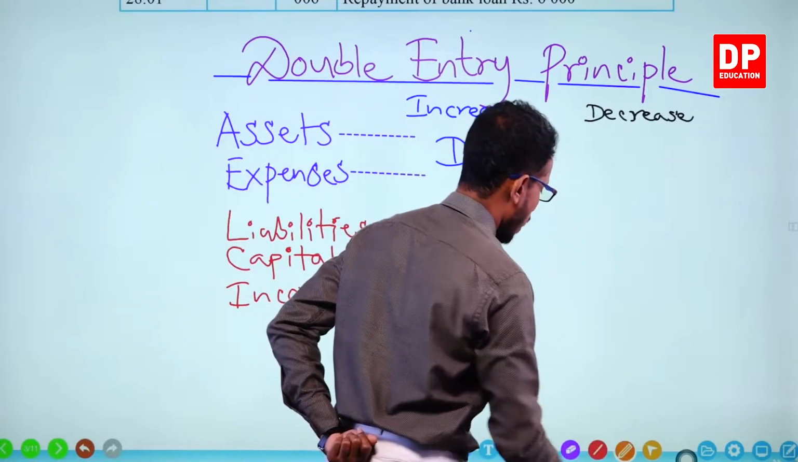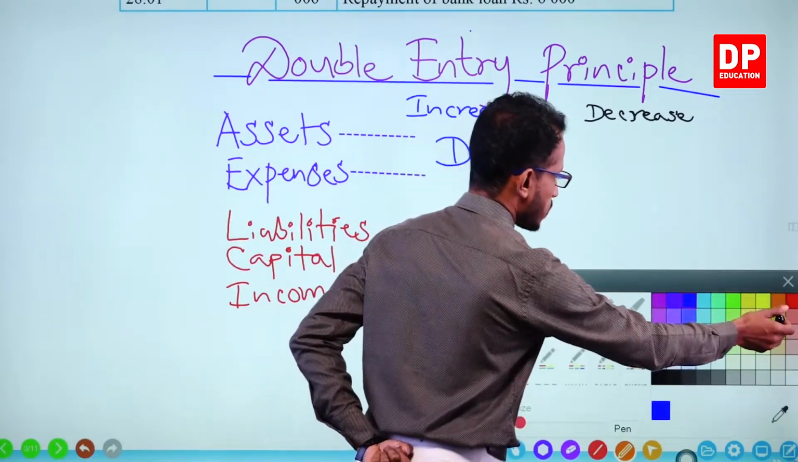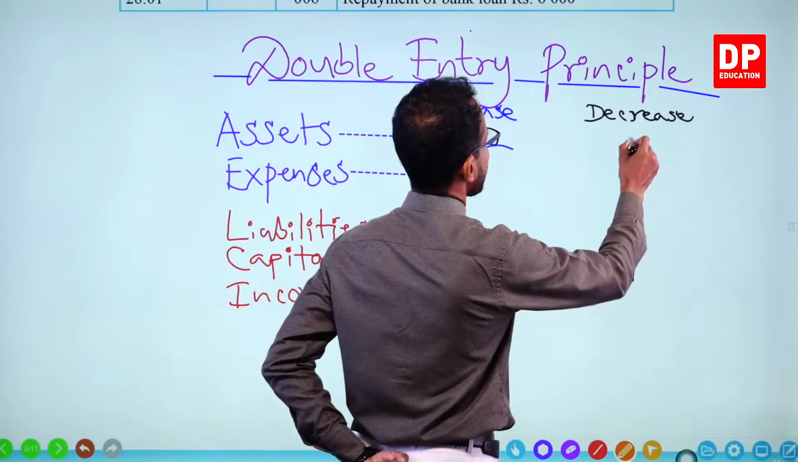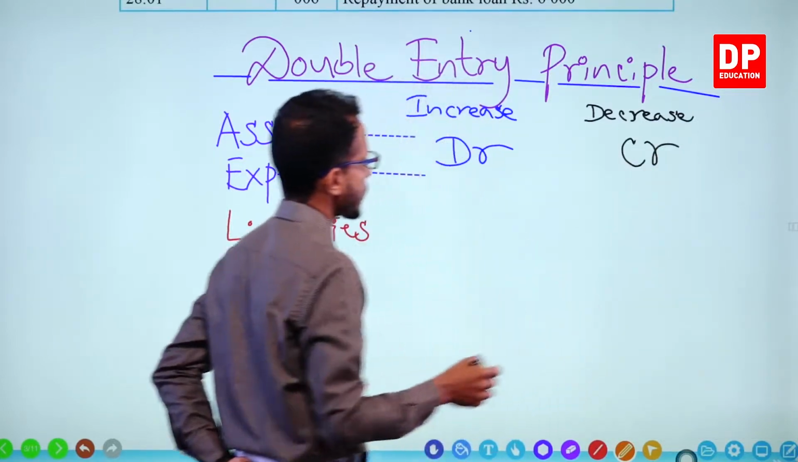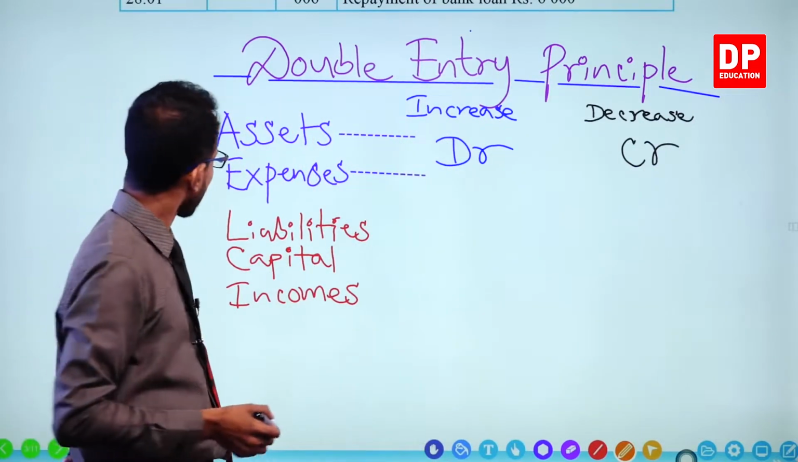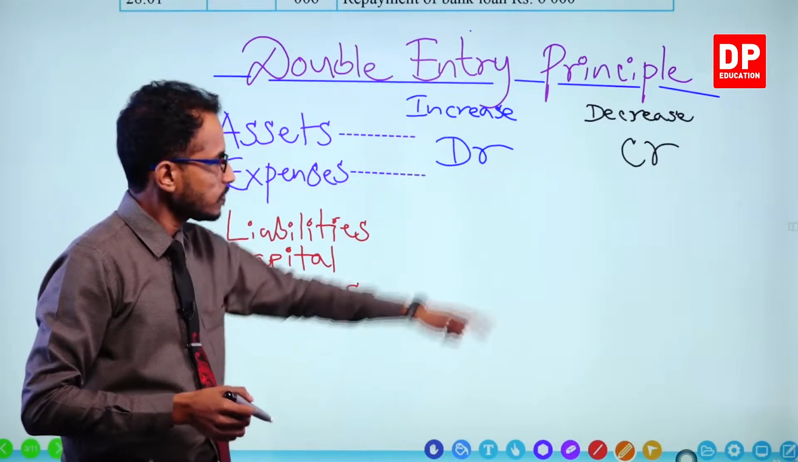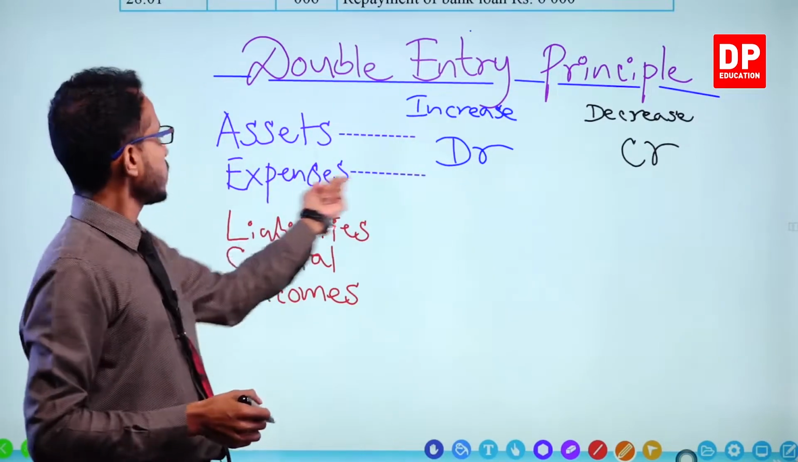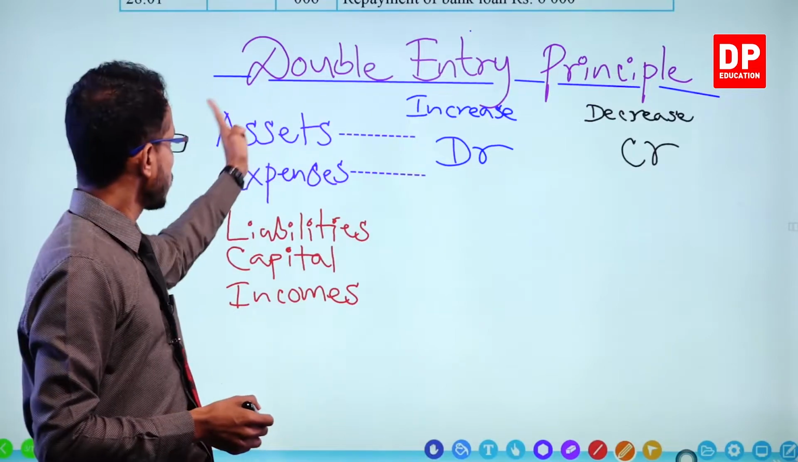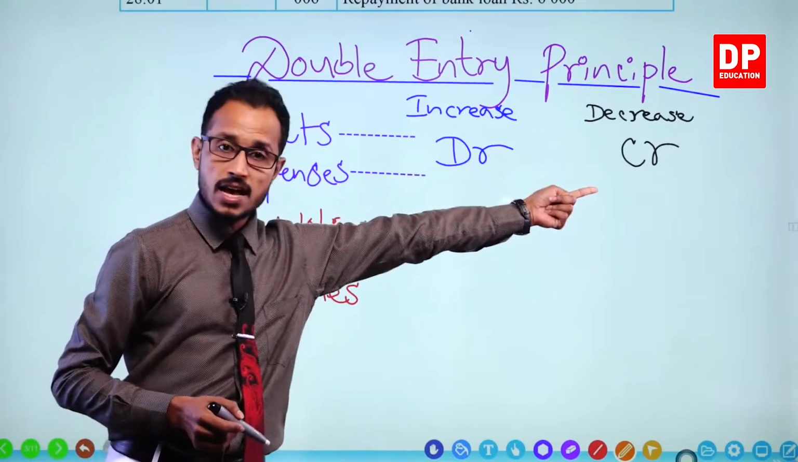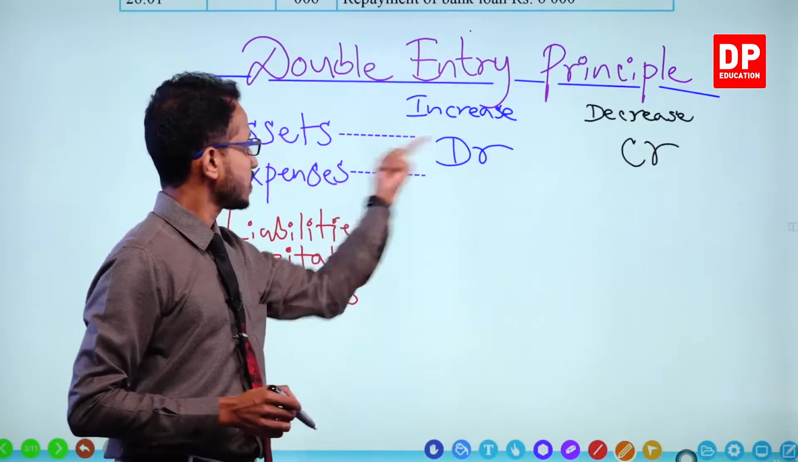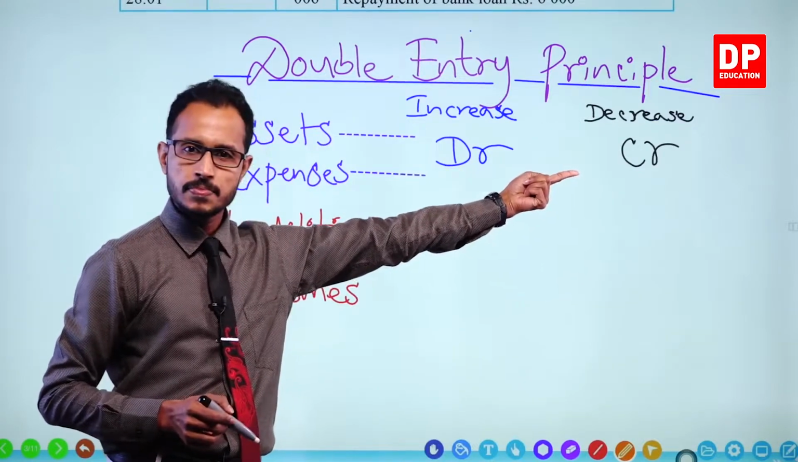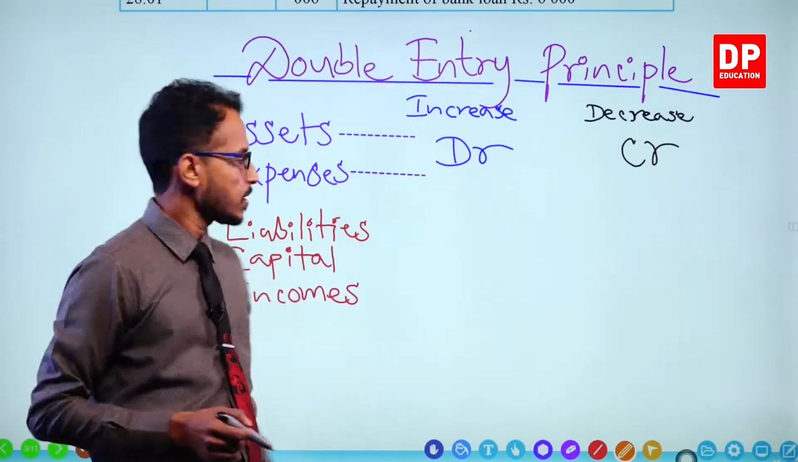If increases are always debited, decreases are obviously credited. That's how it is. Increases are debited, assets and expenses; decreases are credited. Asset, decrease, credit. Okay?